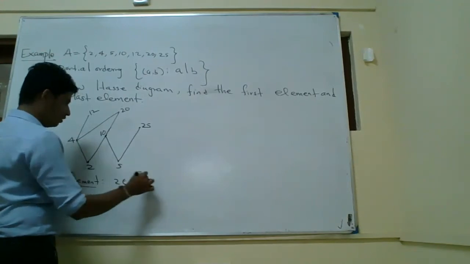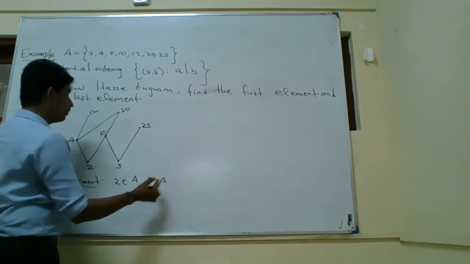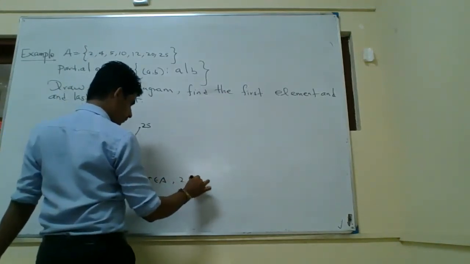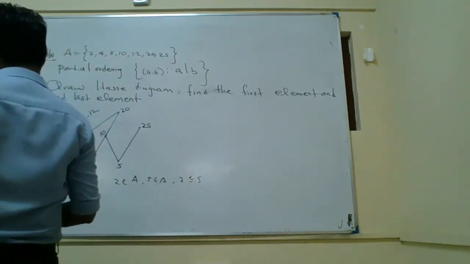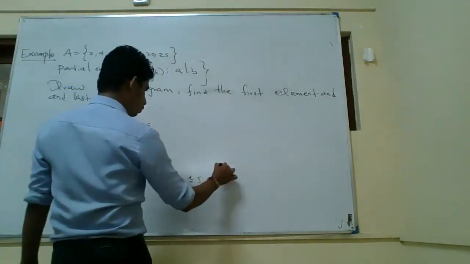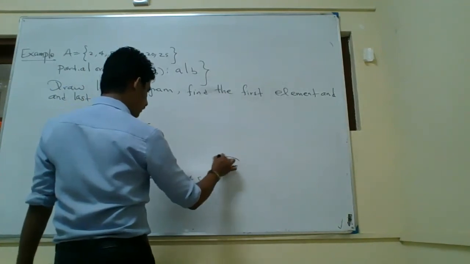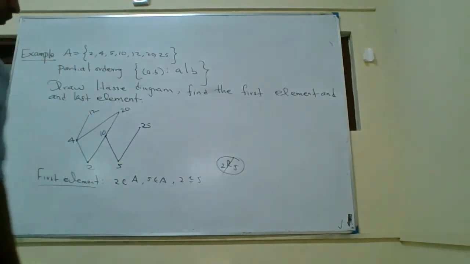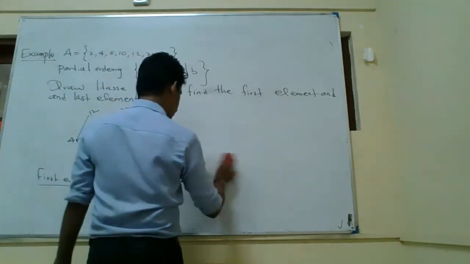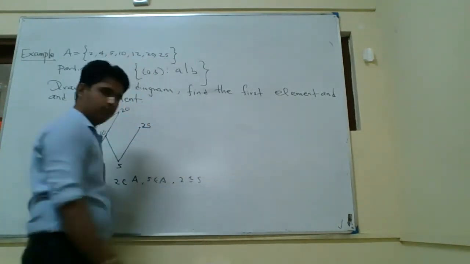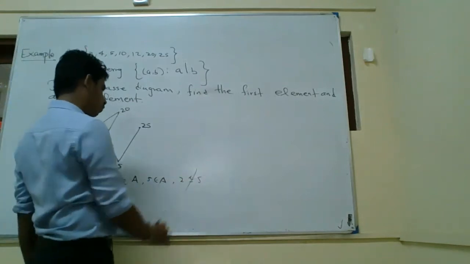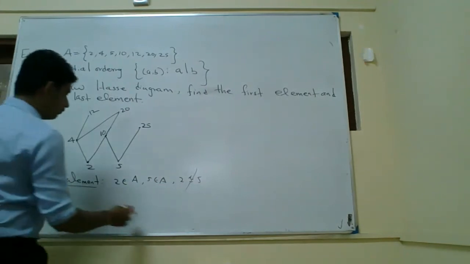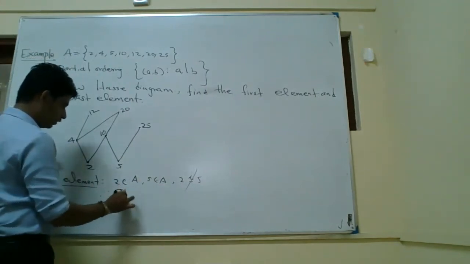You can check any element, right? Suppose 5 belongs to A. It is okay. 5 and 2 are in this set A. If they are in relation, 2 to 5, 5 precedes, 2 precedes 5. It is not possible because 2 does not relate to 5. There's no relation from 2 to 5. Therefore, it is not a first element. For an arbitrary element, it is wrong. Therefore, the first element condition fails. Therefore, like the previous example, there is no first element.